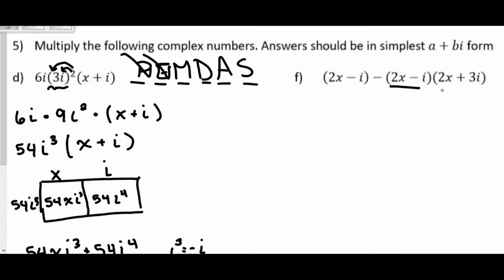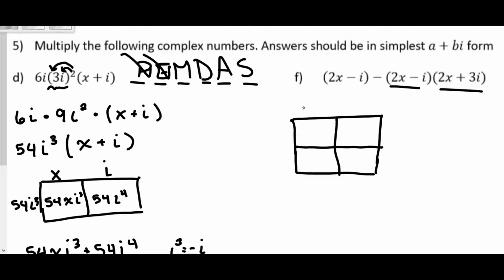First, let's look at multiplication. We have 2x minus i times 2x plus 3i. So we can multiply those together. You could do this one of two ways. You could just distribute each term, or you can use the box method. I'm going to use the box method because that's the way we learned it for polynomials, and multiplying complex numbers mirrors multiplying polynomials, so I think it would just be a good way to show it.